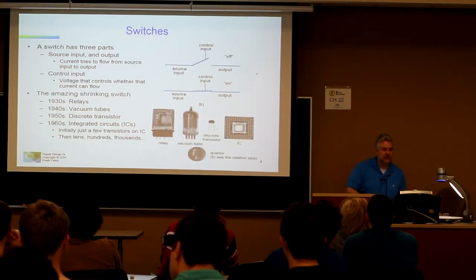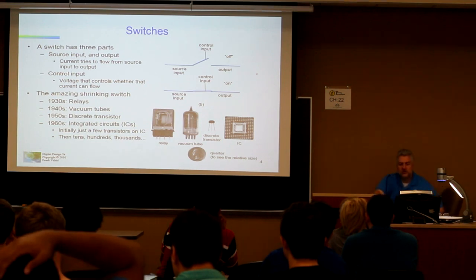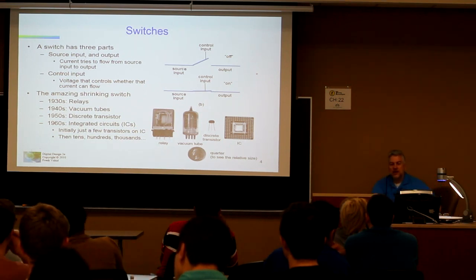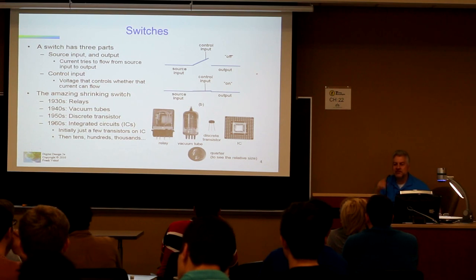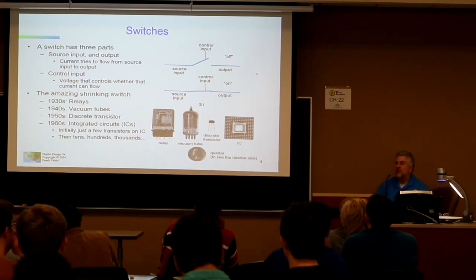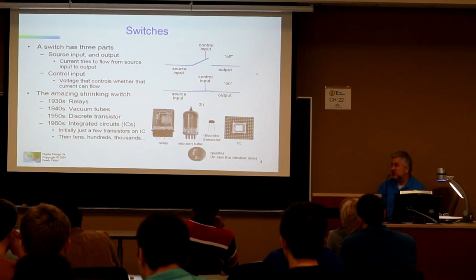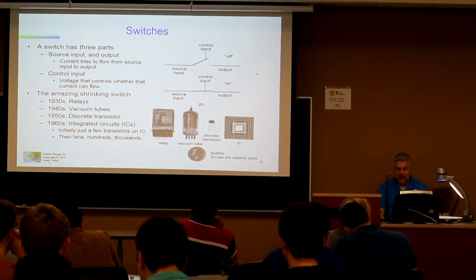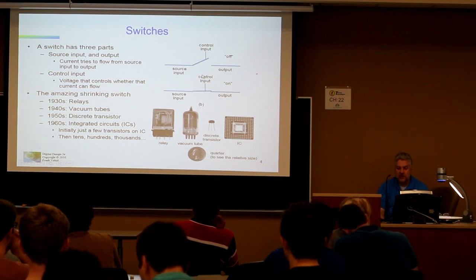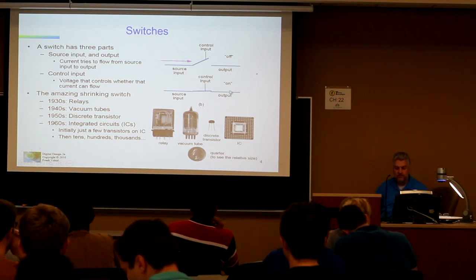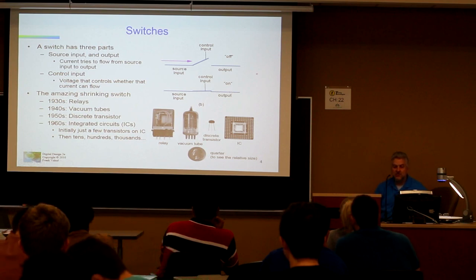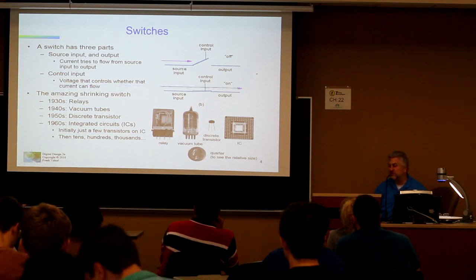A switch is simply three parts: source, control, and output. The reason I bring this up is because this is the basic concept of the electronics that we're going to be using. In the past, we had something called a relay, which is a switch that was controlled. And how you control this particular input is what determines if the current goes through or if it does not go through.